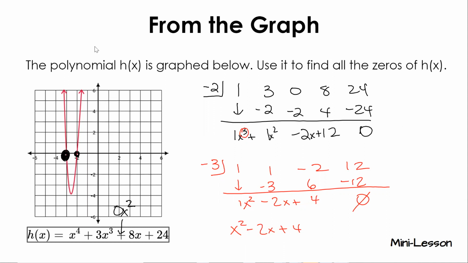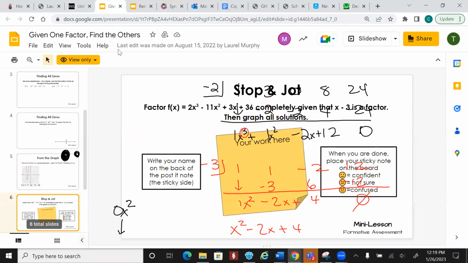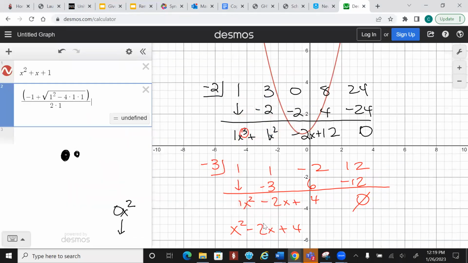So I would suggest going into Desmos and plugging in those numbers. So B is -2. That's going to make that a +2. Times 4 times A is 1, C is 4. 2 times A. So this is going to give us 4 minus 16 underneath the radical.